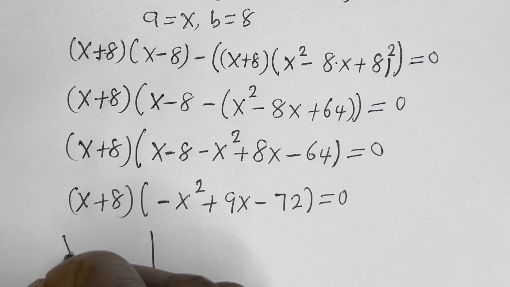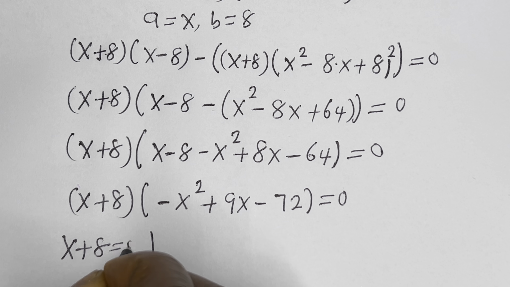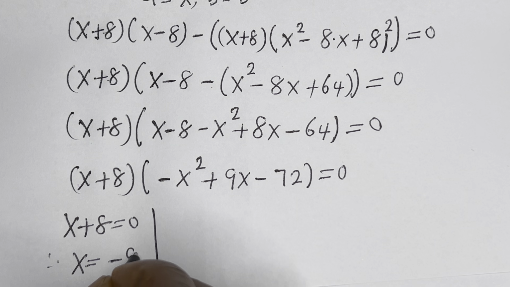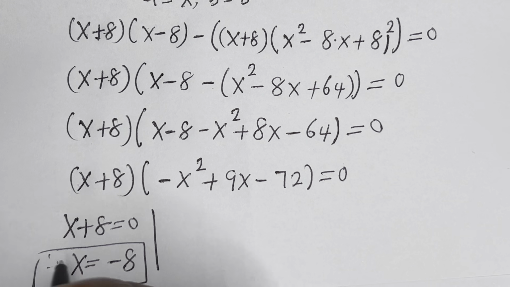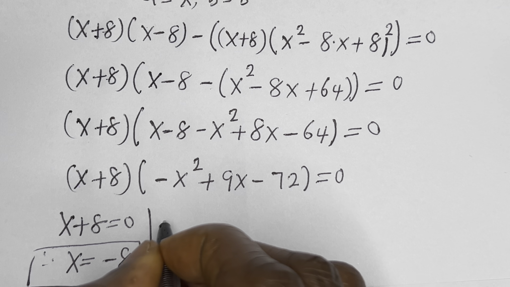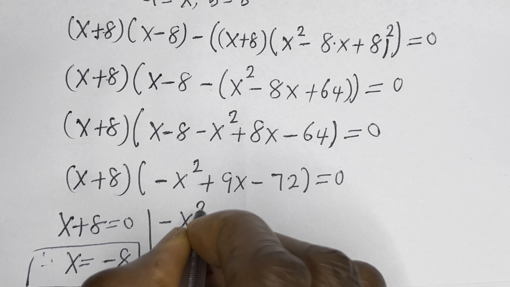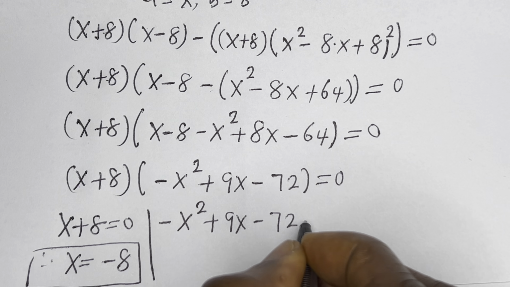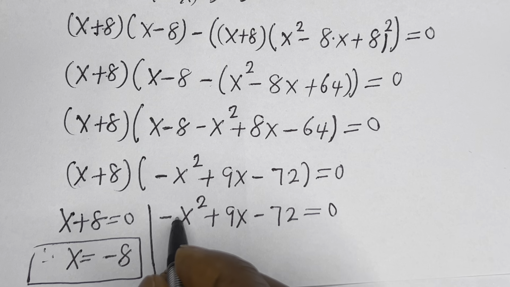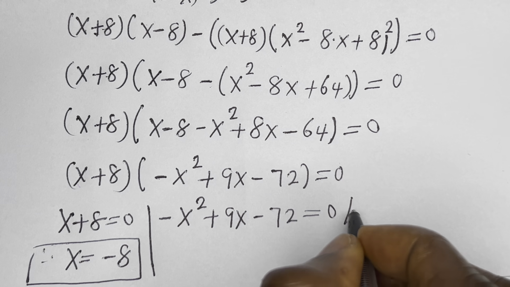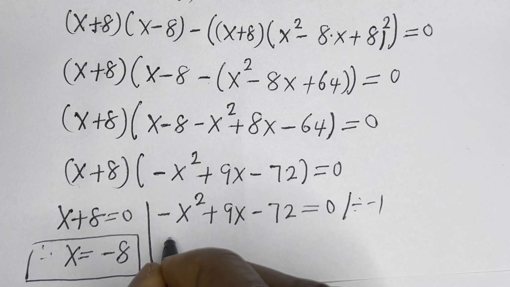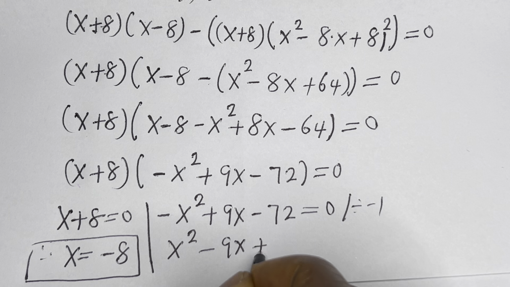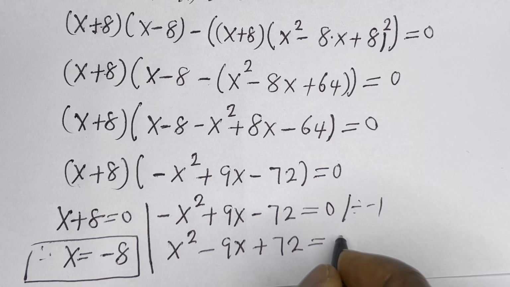The first case is s plus 8 is equal to 0. Therefore, s is equal to minus 8. This is the first value of s. And from here, we have minus s squared plus 9s minus 72 is equal to 0. So let's divide all through by minus 1. This will become s squared minus 9s plus 72 is equal to 0.